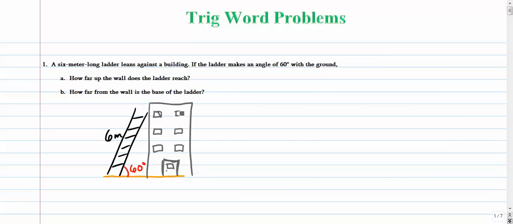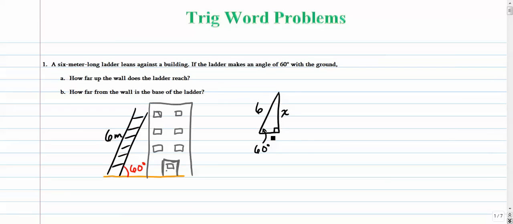Alright, in this question, part A, how far up the wall does the ladder reach? Alright, I'll highlight what that actually is asking. It's asking this highlighted portion, that distance right there. So in all these trig function problems, what I want you to do is draw a picture and then think about how that picture relates to just pure right triangle trig. Right, we have 6, and this angle right here is 60.